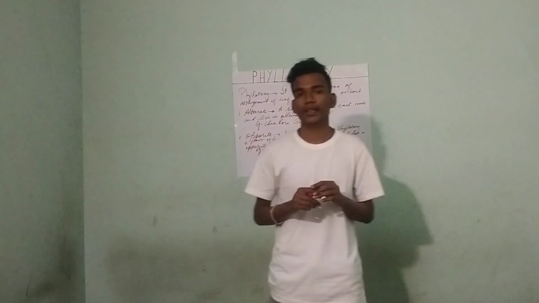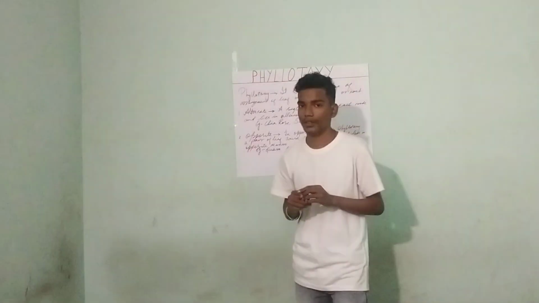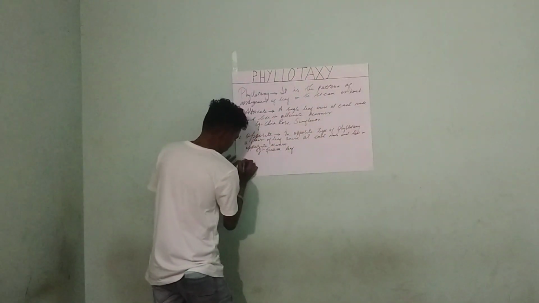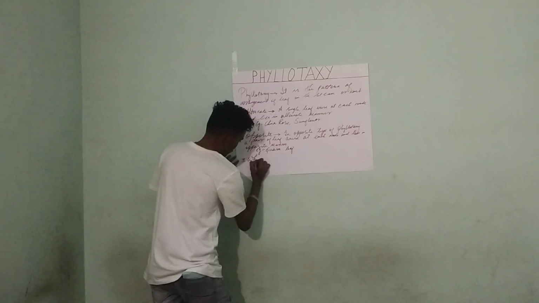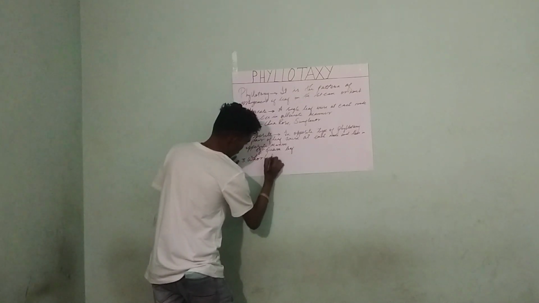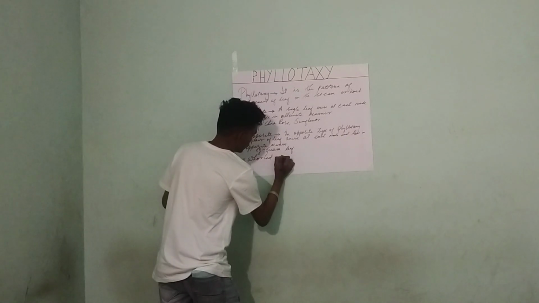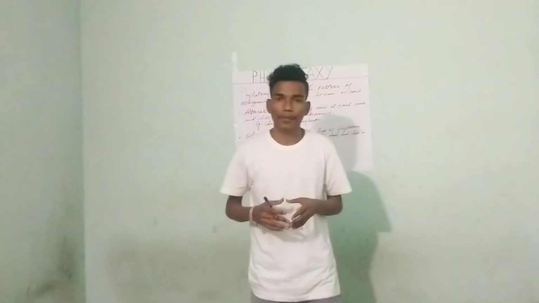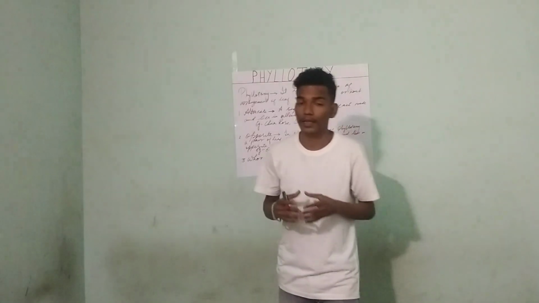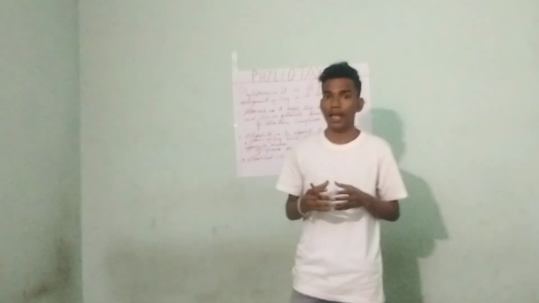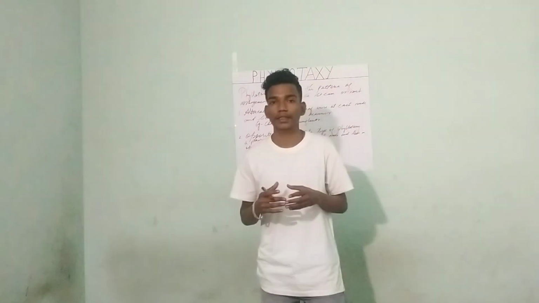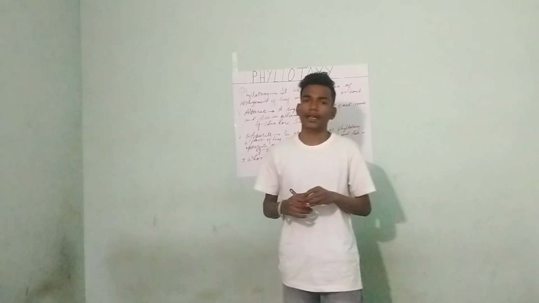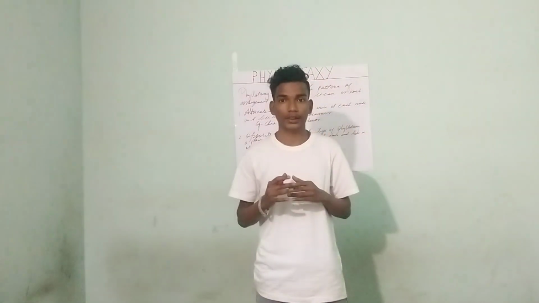So the second type is finished, and the last type of phyllotaxy is whorl. If more than one leaf arises at each node and forms a whorl, then it is called whorled phyllotaxy. Whorled phyllotaxy will commonly be said to form a triangular shape.